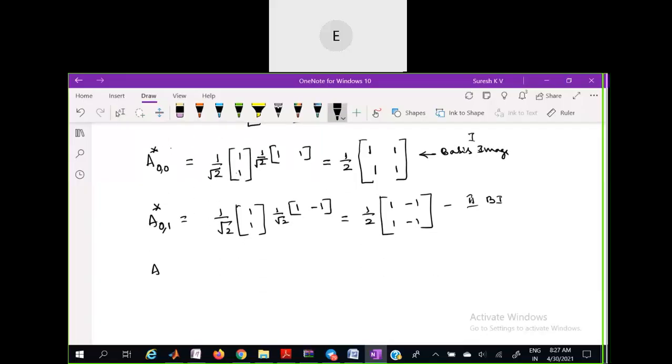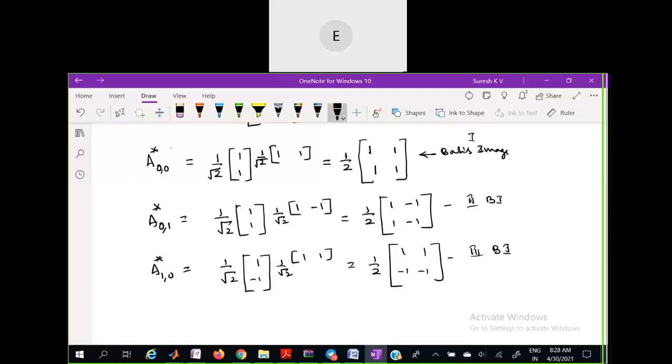Similarly, you can do the third one, 1 comma 0. That means first column with the 0th column. Take the outer product. As I told, the column you write as it is. So first column is 1 and minus 1. The second one you have to write as a row. So second column is 1 and plus 1 here. So this is again half into 1, 1, minus 1 and minus 1. This is the third basis image.